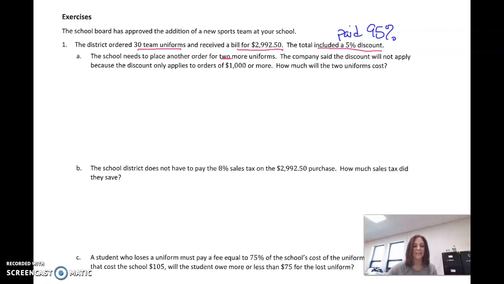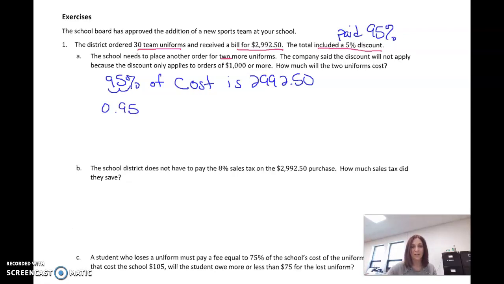So 95% of the total cost is $2,992.50, right? This is what we paid. That included a 5% discount. So 95% of the total cost is this number. Now let's change that into a decimal. Again, this is the whole, the total, and this is our part.